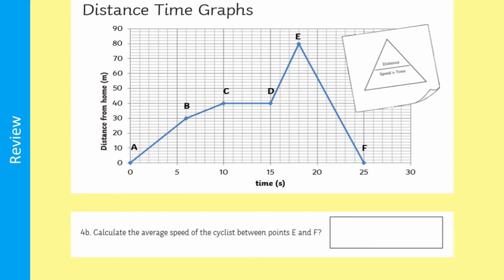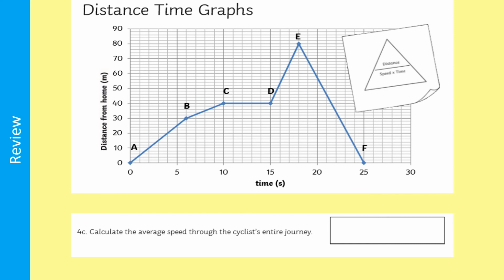Part 4B, calculate the average speed of the cyclist between points E and F. So we're looking at here to here. And again, we know a formula, speed equals distance divided by time. And then from the graph, the distance from there at 80 meters away to 0 is 80 meters. And the time taken is 1, 2, and that 5 is 7 seconds. So it's this part of the journey from here to here, 7 seconds. So put those two numbers in. 80 meters divided by 7 seconds gives us 11.43 meters per second.